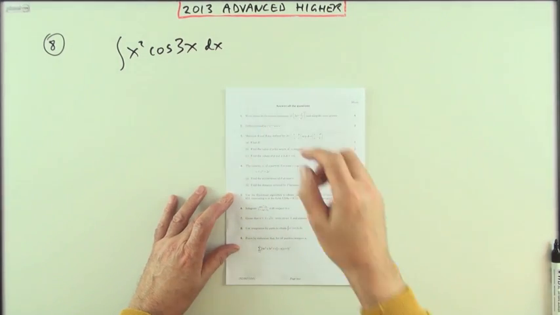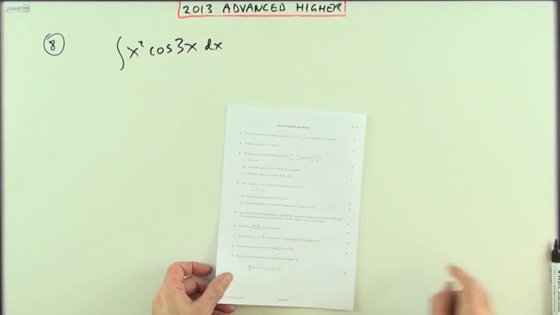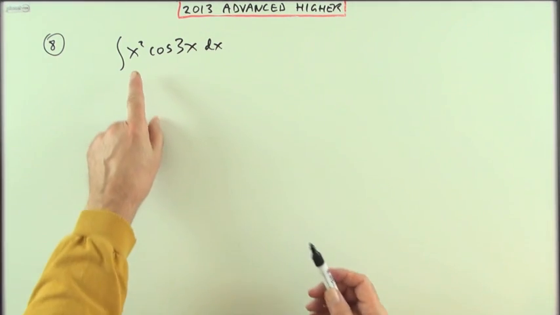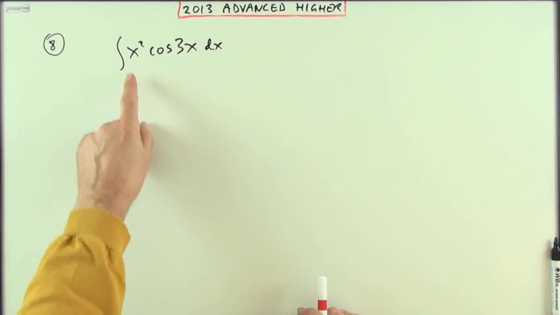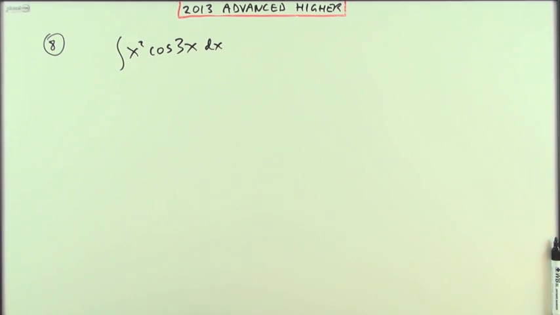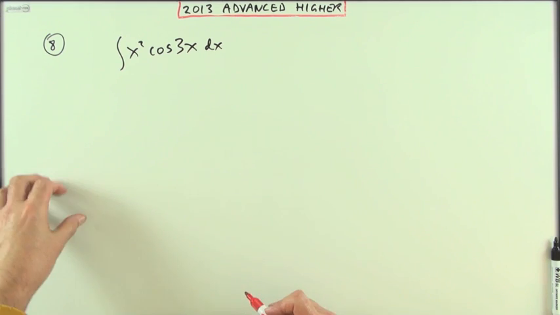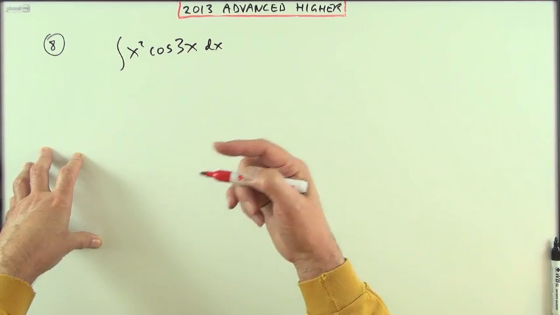Number 8 from the 2013 Advanced Higher Maths, integration by parts. The only thing is, it's an x squared, which means I'll have to go through the process twice to whittle that away down to, not down to nothing, but down to 1. Well, the first part is, what's the plan? Which one do we differentiate, which one do we integrate?